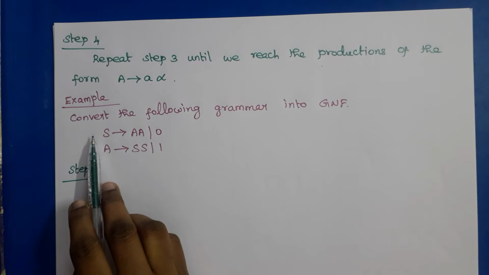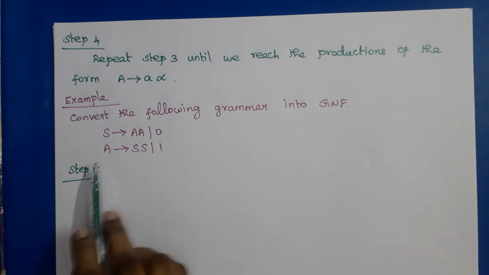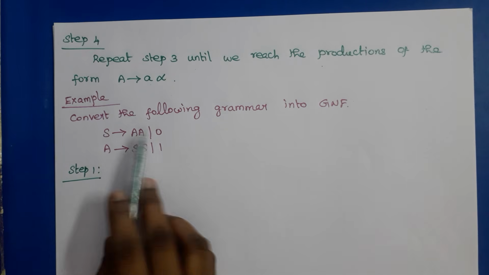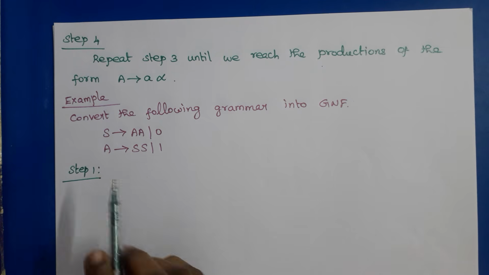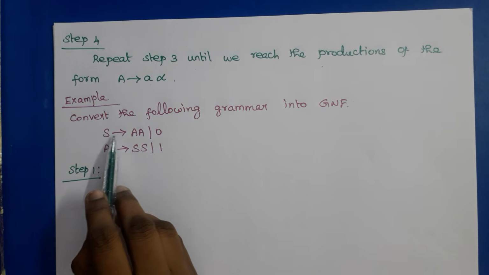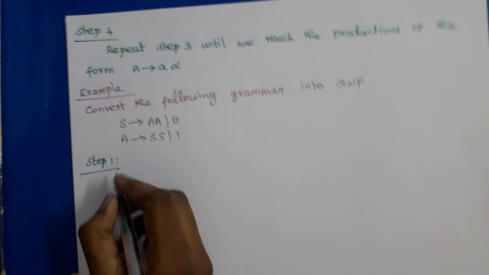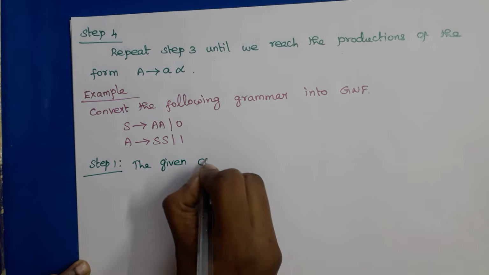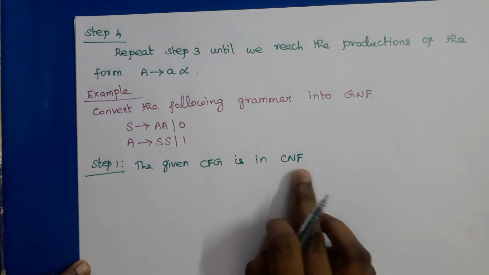So now consider this example. We have to convert the following grammar into GNF. S tends to AA bar 0 and A tends to SS bar 0. So first step is we have to check whether the given grammar is in CNF or not. CNF means a variable tends to two variables or a variable tends to single terminal symbol. So here all the productions are in the CNF format only. A variable tends to two variables, here single terminal, two variables, single terminal. So we can just write the given CFG is in CNF form, Chomsky normal form.